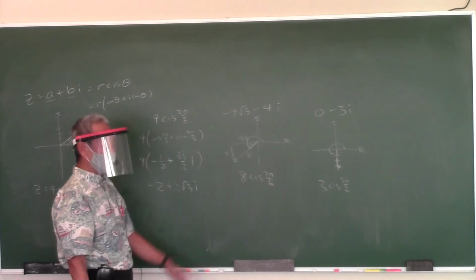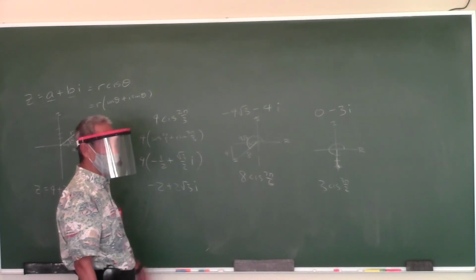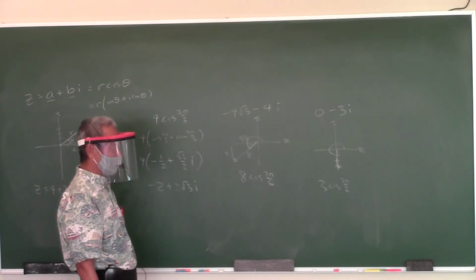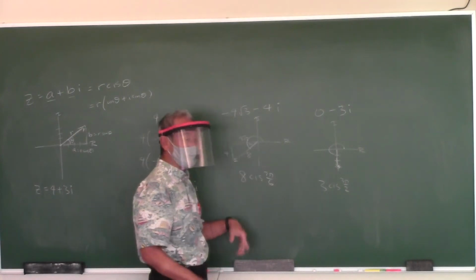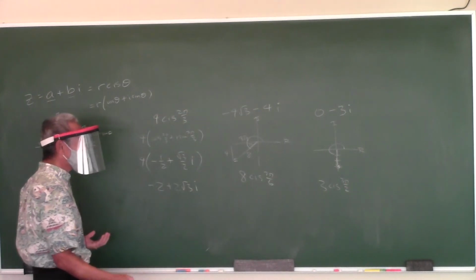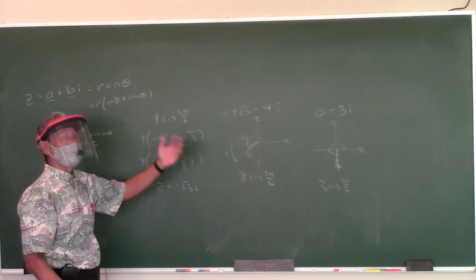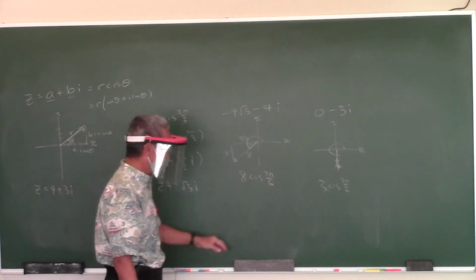This is exactly how we convert from rectangular to polar in the regular coordinate system. Like I said, the only difference is instead of a comma there, you have a cis. Same thing. Okay, now that we can do this, now I can teach you the theorems.